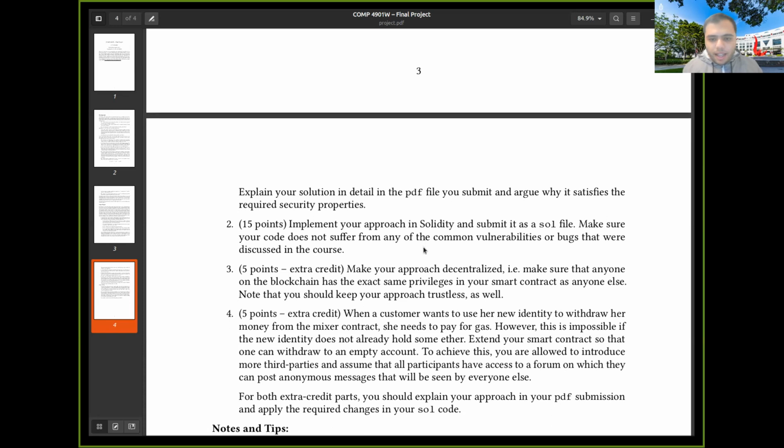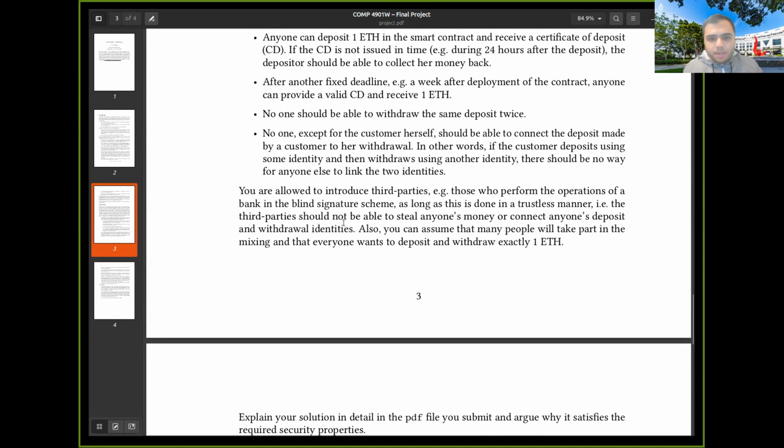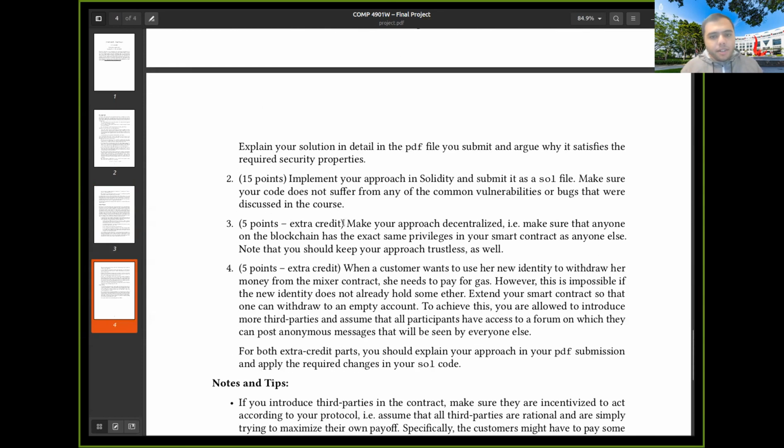Okay. And then we also have some extra credit as usual. The first part is to basically make your approach decentralized. What does this mean? What I imagine is that many of you will just implement a smart contract that includes a bank in there. So there would be a third party that actually works as the bank and does whatever the bank used to do in Chaum's eCash. But then the problem with this kind of thing is that what happens if the bank becomes unresponsive?